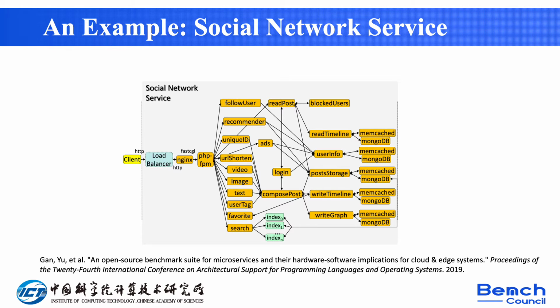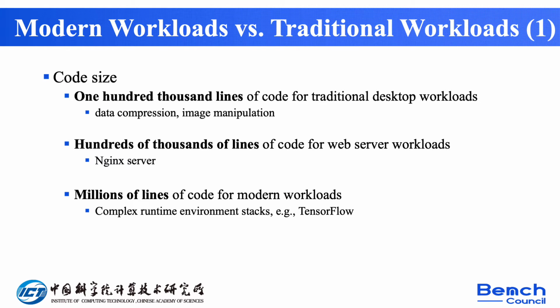Users send requests over HTTP, which first reach a load balancer implemented with Nginx. Once a specific web server is selected, the latter uses a module to talk to the microservices responsible for composing and displaying posts, as well as microservices for advertisements and search engines. Then we compare the modern workloads with traditional workloads from the perspectives of code size, deployment scale, and execution path.